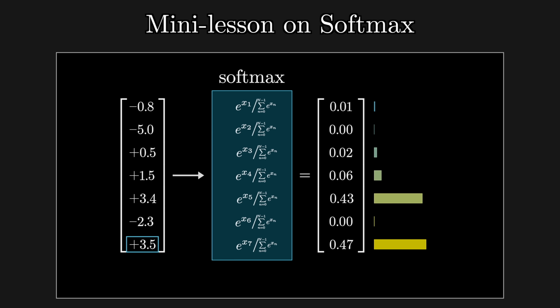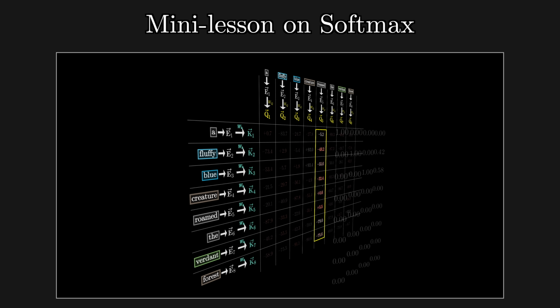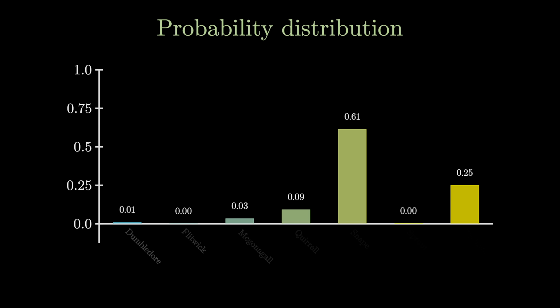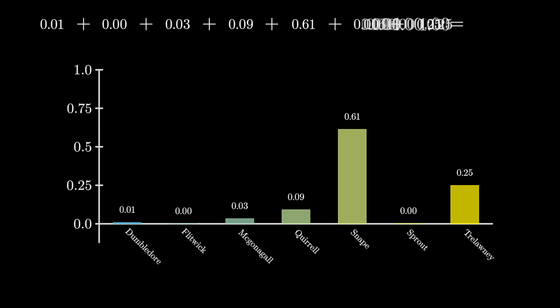As the very last mini lesson for this chapter, I want to talk more about the Softmax function, since it makes another appearance for us once we dive into the attention blocks. The idea is that if you want a sequence of numbers to act as a probability distribution, say a distribution over all possible next words, then each value has to be between 0 and 1, and you also need all of them to add up to 1.